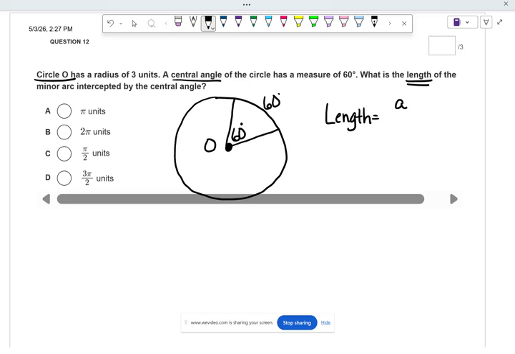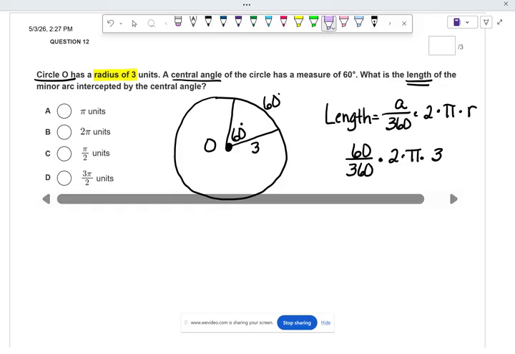Length equals A, that stands for either the central angle or the arc, divided by 360 times 2 times pi times r. And there's one little piece that I need to remember to go back and get. The radius is 3. So let's fill this all in. That would be 60 divided by 360 times 2 times pi times 3.